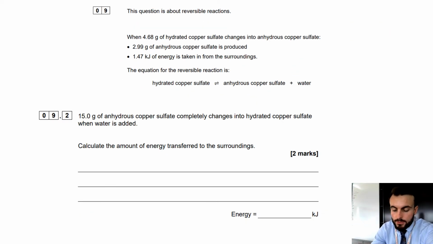So for this question, 15 grams of anhydrous copper sulfate completely changes into hydrated copper sulfate when water is added. So we're actually talking about the reverse, the other way around now. Calculate the amount of energy transferred to the surroundings.